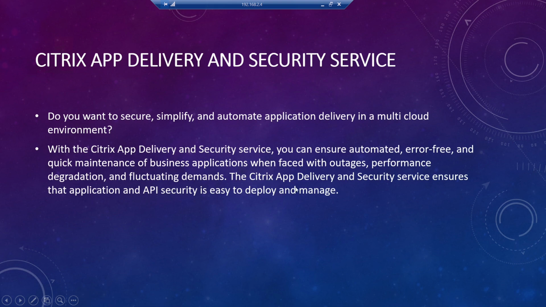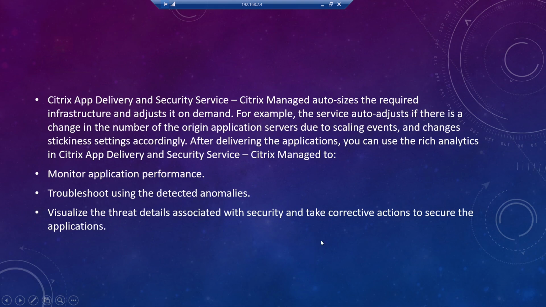The Citrix App Delivery and Security Service ensures that application and API security is easy to deploy and manage. So basically, this service is user friendly and we can deploy it and manage it without any issues. Okay, let's go to the next slide. The service auto-sizes the required infrastructure and adjusts it on demand. For example, the service auto-adjusts if there is a change in the number of origin application services due to scaling events and changes stickiness settings accordingly.